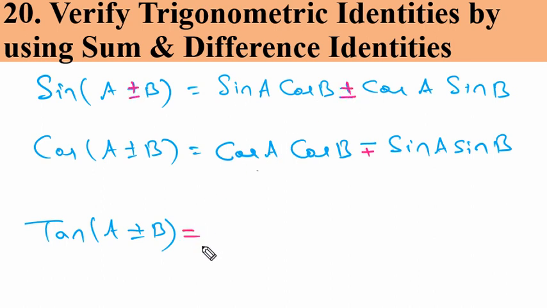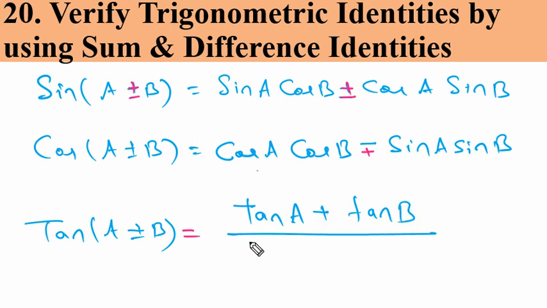Now what about tan A plus minus B? So this formula is also very simple. Tan A plus tan B divided by 1 minus tan A tan B. That is the formula for tan A plus B. Now what if it is minus? Then tan A minus B, in the numerator it will be minus, and in the denominator it will be plus. Okay, that's how it works.